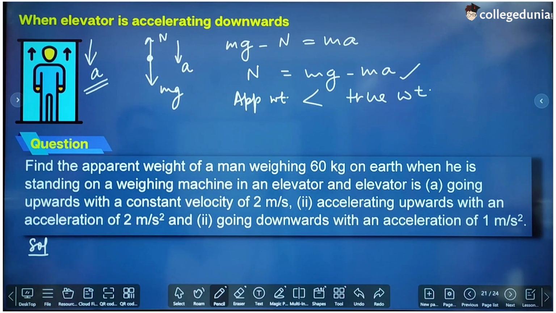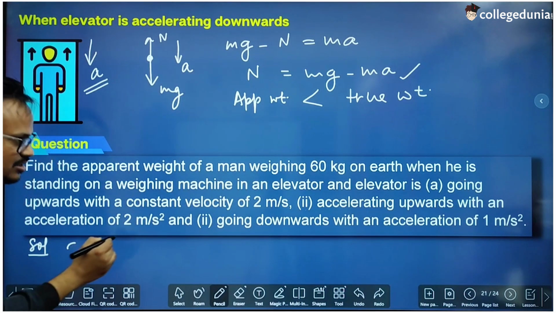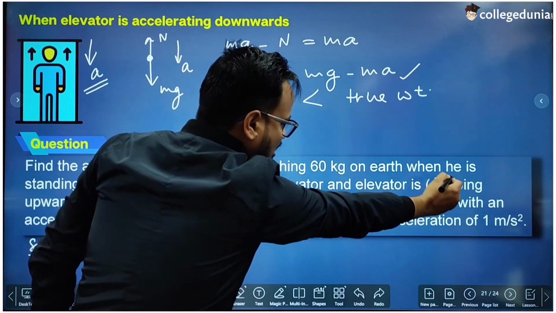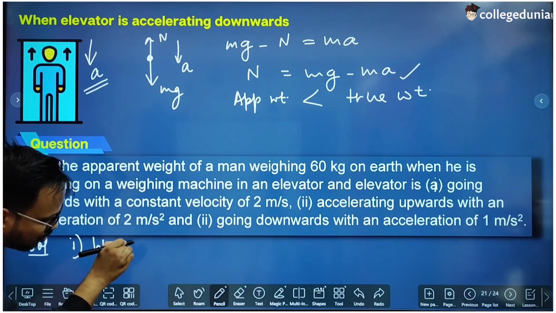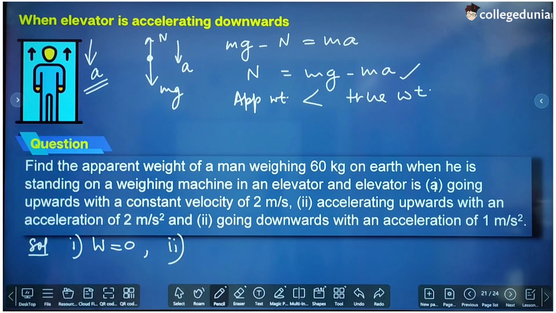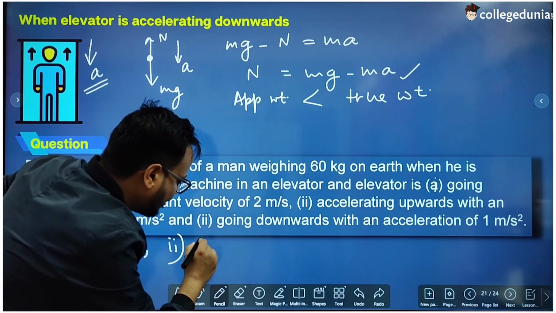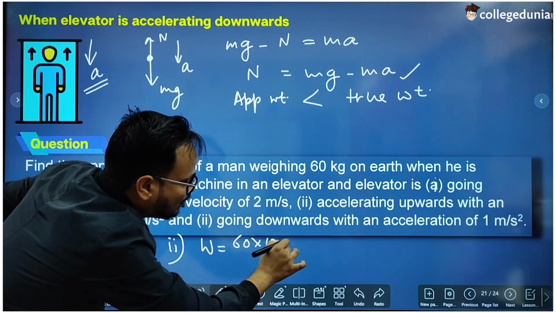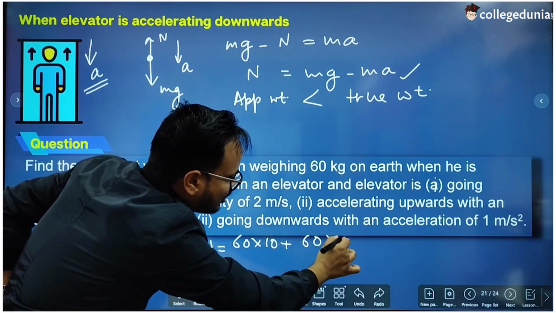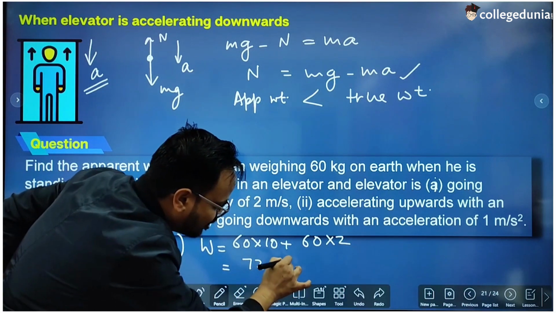And when he is standing on the weighing machine in an elevator, the elevator is going upward with constant velocity 2 meter per second. Okay, when the elevator is going first, this is not the A part, this is the first part. What is the apparent weight when it is going with a constant velocity? Then the apparent weight will be 0, because if the velocity is constant, there will be no change in weight. And when it is accelerating upward with 2 meter per second, then the apparent weight is mg plus ma. So in that case, weighing machine is going to show 600 plus 120, that is 720 Newton.